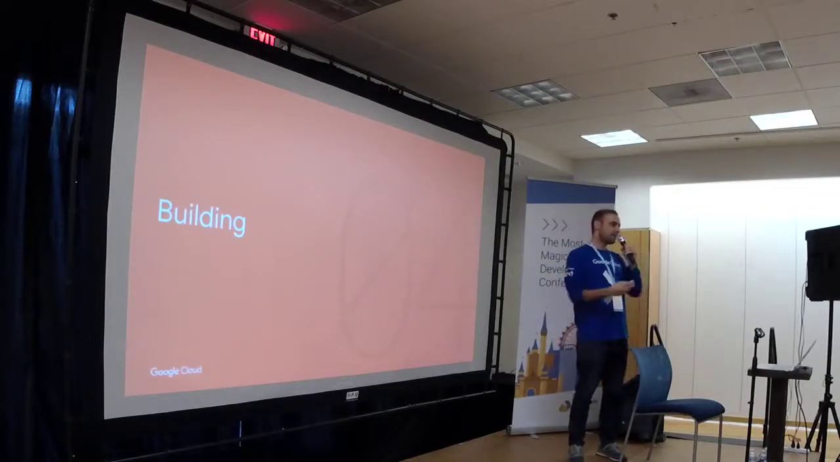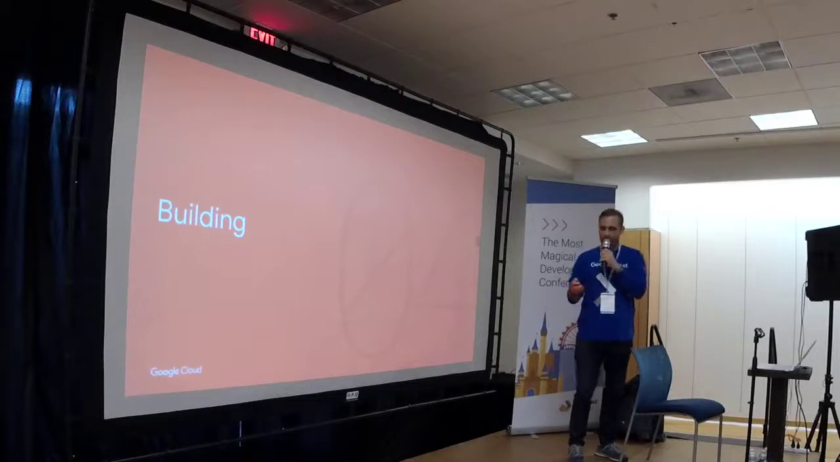I just want to briefly cover building as well, because so far we talked about how you serve an image that you have on Docker Hub, but how do you actually get that image to Docker Hub, or how do you actually build your services in the first place?